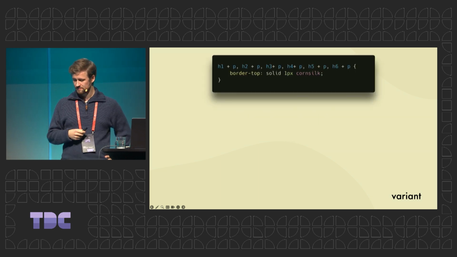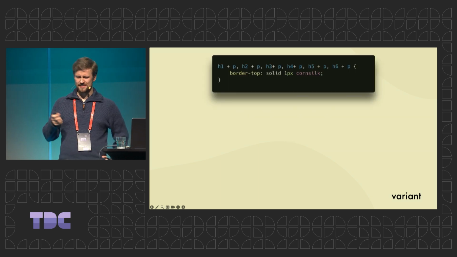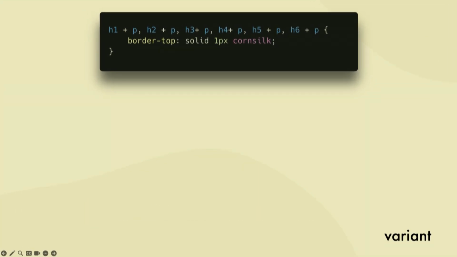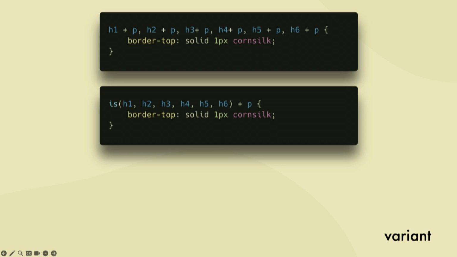And so this is kind of a similar example to what we saw earlier with the is selector. So here I want to style any paragraph directly following any heading. And this is obviously not very nice. A much better way would be to use the is selector, like I said. But what if we want to use this a bunch of other places as well? Then we'd have to write this over and over. Or what if it's a really difficult and long selector that we'd like to give a descriptive name?